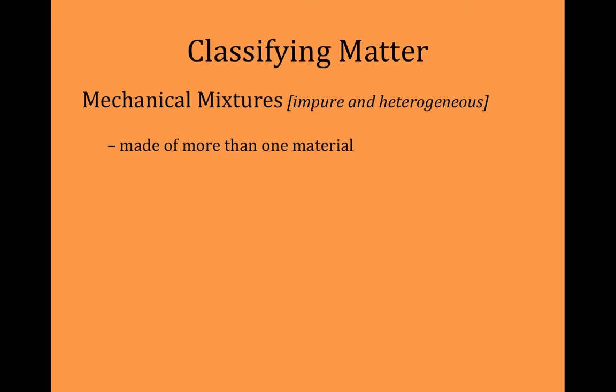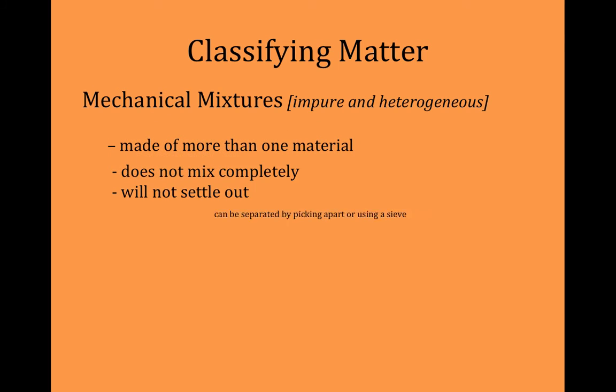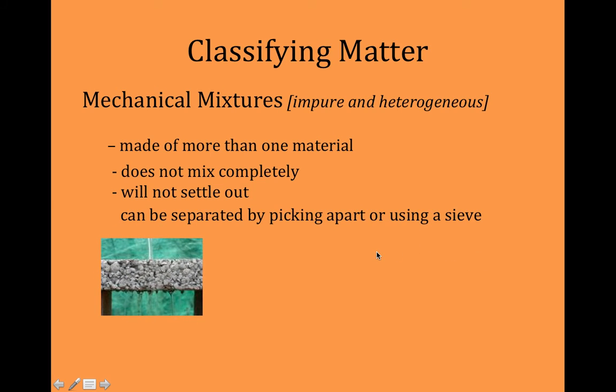Mechanical mixtures: impure, heterogeneous, made of more than one material. And really these are mixtures of solids. And so they'll just sit there. So let's say you have a breakfast of granola and sugar and thumbtacks, but no milk. So just a mixture of solids, they'll just sit there. Not much will happen, and you can pick it out. You might get lucky and be able to pick it apart using a sieve based on different size particles, or you might be able to use a magnet.